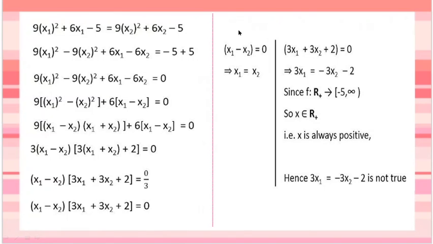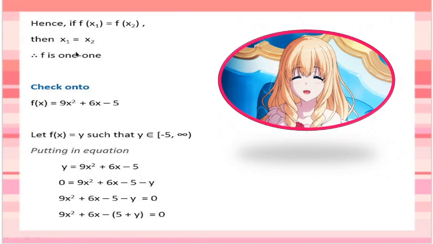Now there are two cases, either x1 minus x2 equal to 0 or this thing equal to 0. Here x1 minus x2 equal to 0 means x1 is equal to x2, and as our x belongs to R plus, for any positive value of x, this thing cannot be equal to 0. So it means x1 is equal to x2. So this is 1-1.